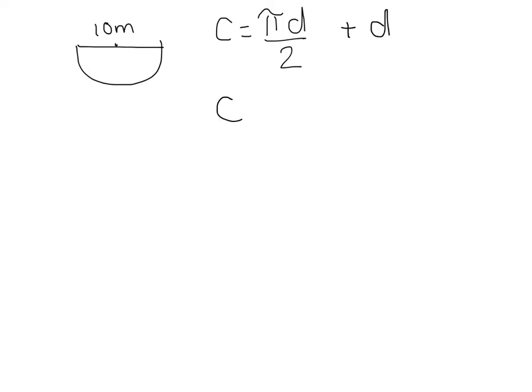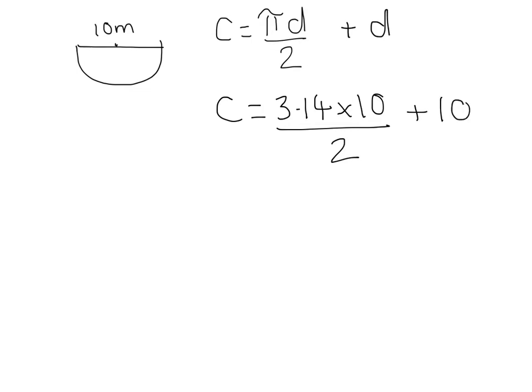So the circumference of this circle is pi, being 3.14, times the diameter, which is 10, divided by 2, plus the diameter of 10. Now that's going to give me 31.4 divided by 2 plus 10, which is 25.7 metres. And we'll look at one final example of circumference.